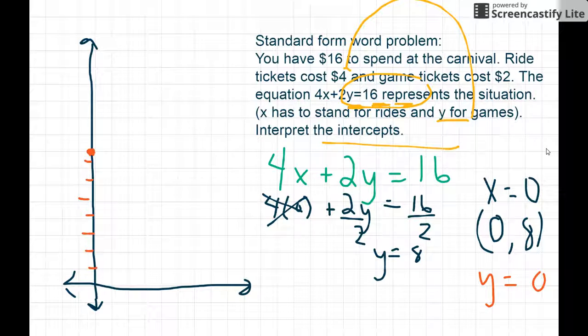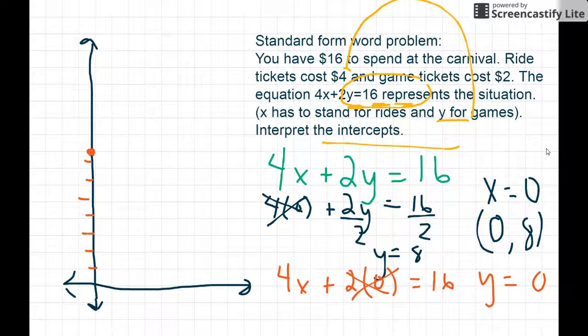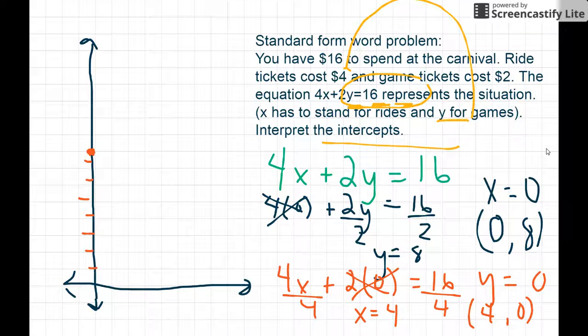y has to get set to 0. So now I do the same problem, but now I put in the 0 for y. So again, 2 times 0 is gone. Divide by 4, x equals 4. So if x equals 4, in the x spot, it has to be the first one, y has to be 0. So now I'm going to go over 4, 0. 1, 2, 3, 4, and I'm going to put my dot. So here's my line, and I'm going to try and draw this as straight as I can.